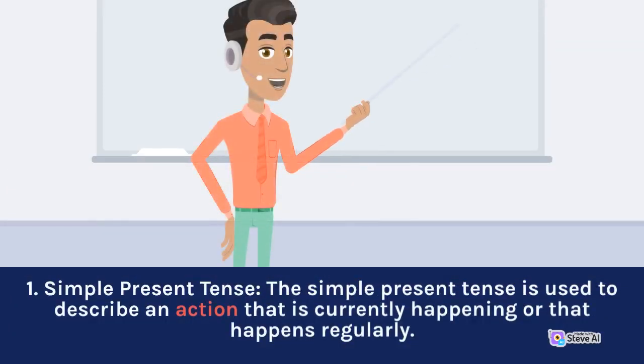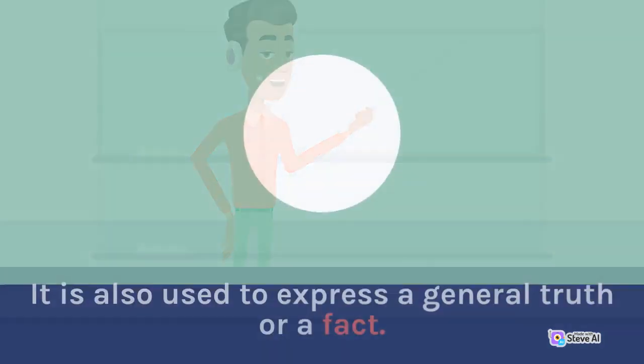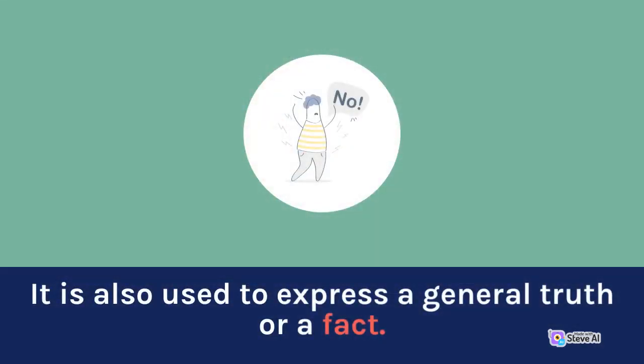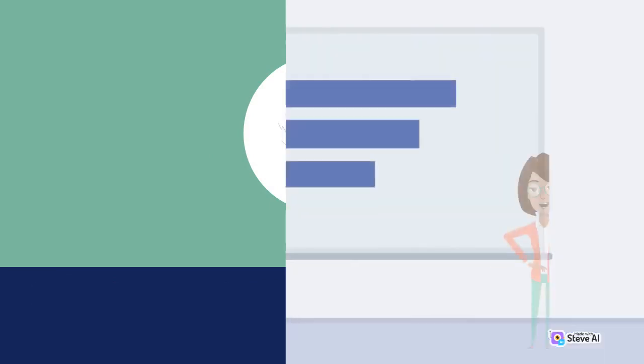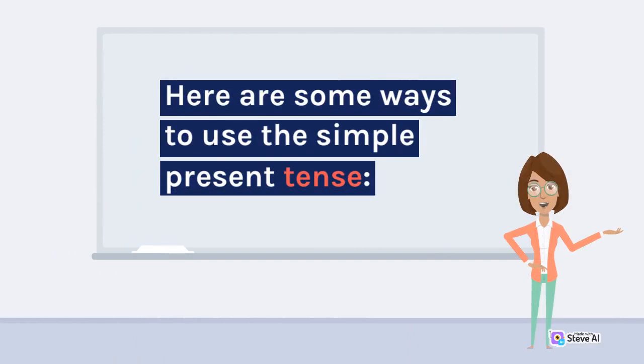1. Simple present tense. The simple present tense is used to describe an action that is currently happening or that happens regularly. It is also used to express a general truth or a fact. Here are some ways to use the simple present tense.